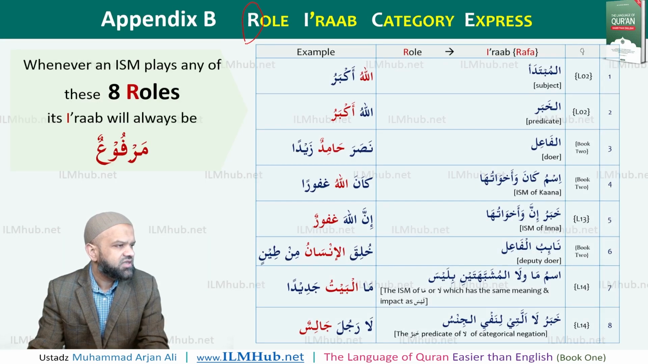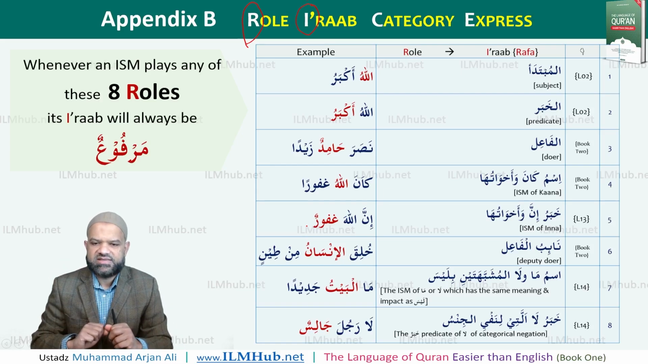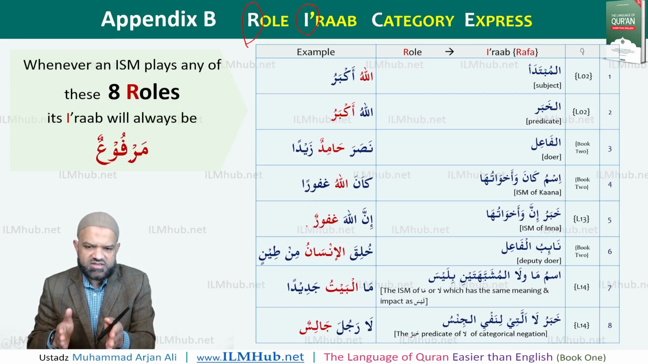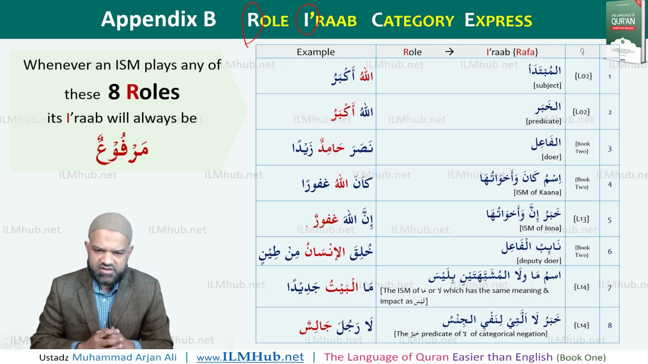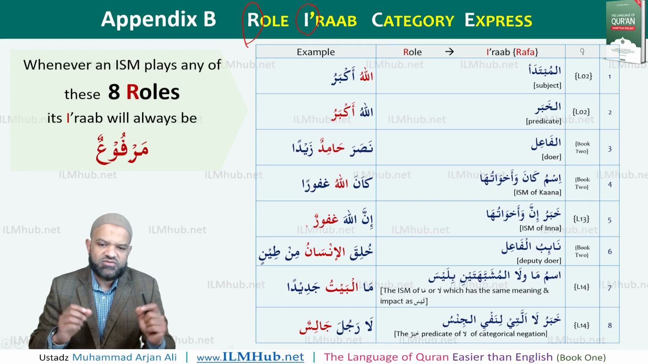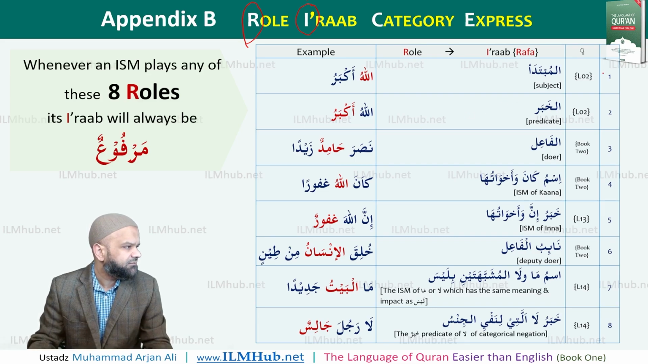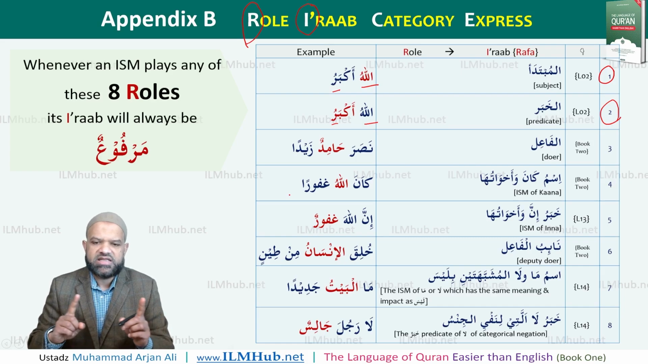So it is the role of the ism that dictates what its i'rab will be. So it is the role that will tell us what its i'rab will be. What do I mean by that? There are eight roles the grammarians in Arabic have identified, which puts the ism in the rafa or marfu' i'rab. Now marfu' or rafa, the 8 of them are listed here. Don't worry about them. The ones you already know are when it is mubtada and when it is khabar. So here Allahu is our mubtada and the khabar is akbaru. So you can see here both the subject and the predicate, the mubtada and the khabar, are marfu' or in rafa.